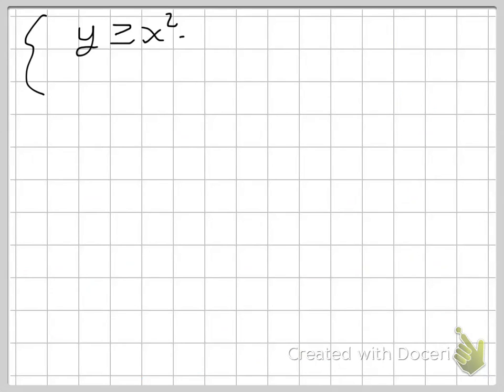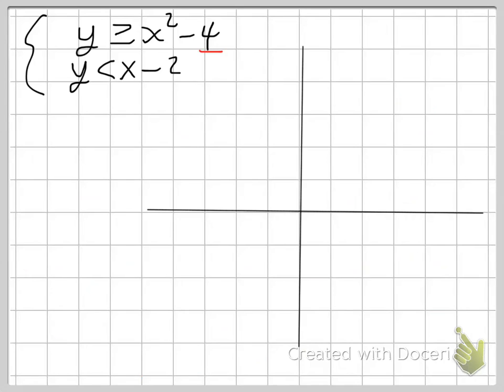Okay, and let's move on to one more example. So we have y is greater than or equal to x squared minus 4, and y is less than x minus 2. So y is greater than or equal to x squared minus 4. That's going to be a parabola. You can make a table if you like to graph it.